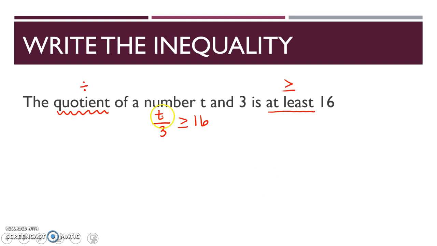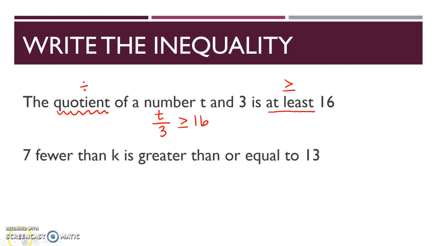You can also write this as t division sign 3 is greater than or equal to 16, but this is usually the most popular way that you see a division problem written. Let's go ahead on to our second example.